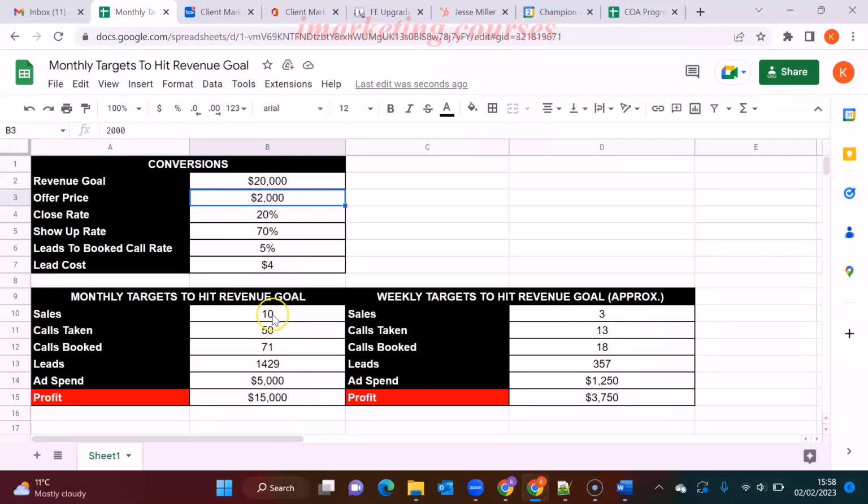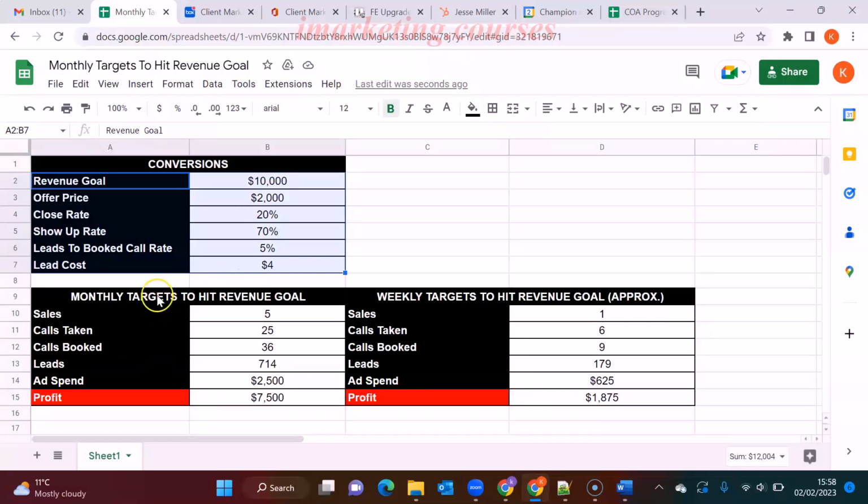Everything doubles. So if you notice, yes, of course, you need double the amount of sales to hit your revenue goal. But that means you're going to need double the amount of book calls, double the amount of leads, double the amount of ad spend. Okay, so everything doubles because it just relies on simple conversions. Okay, now let's just put this back to where it was. And again, let's just run this through.